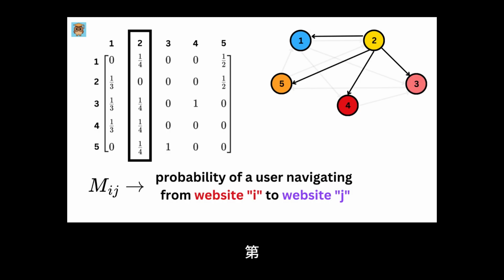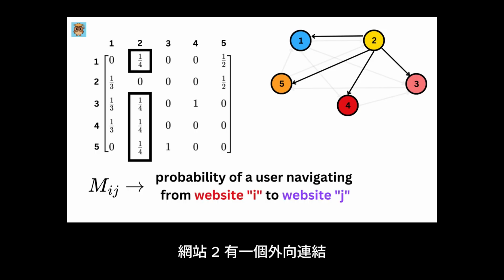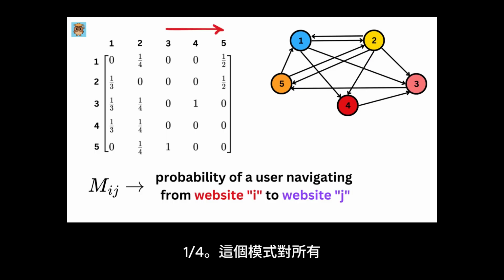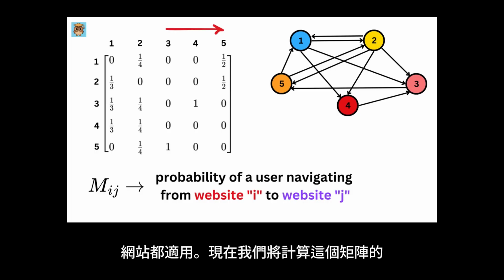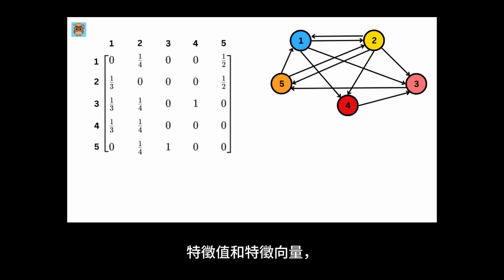Similarly, look at column 2. This will be 0 because there is no link from 2 to itself, and for the rest of them, we have one outgoing link from website 2 to every other website, which means a total of 4 outgoing links. Hence, we have a value of 1 over 4. This pattern continues for all websites. Now we will compute the eigenvalues and eigenvectors of this matrix.